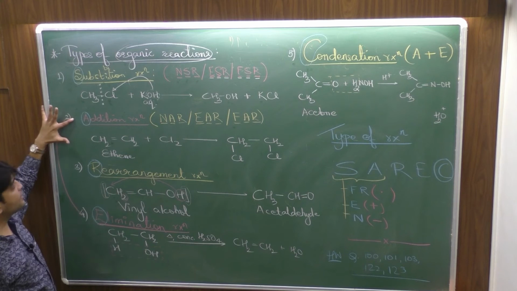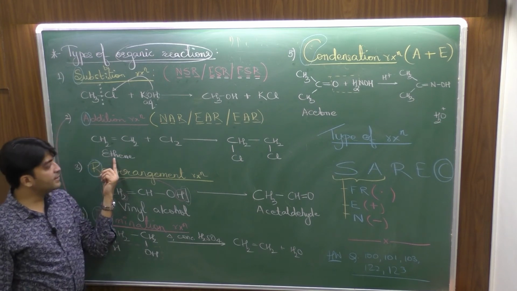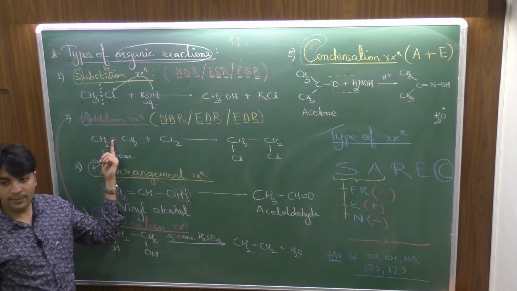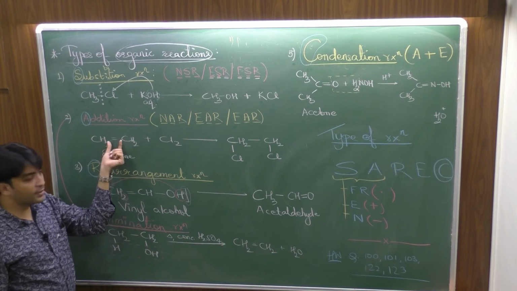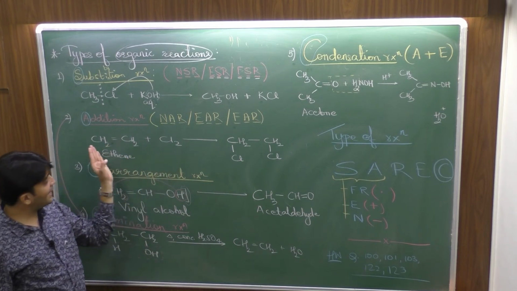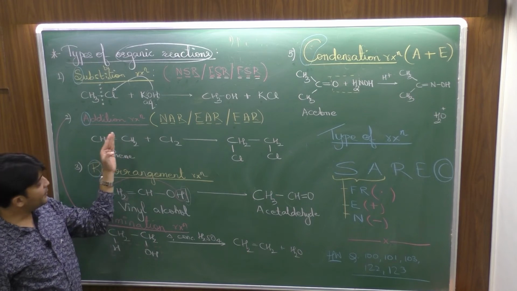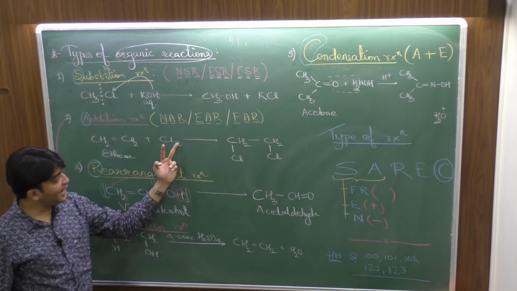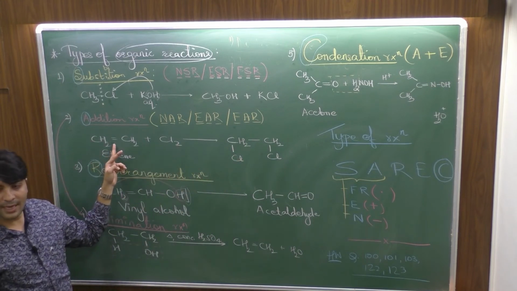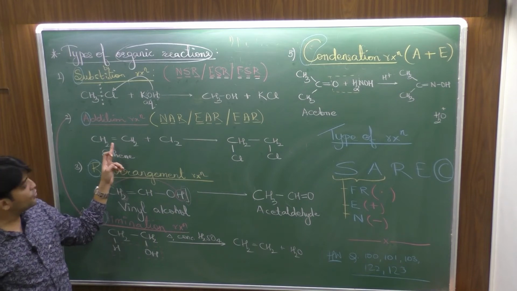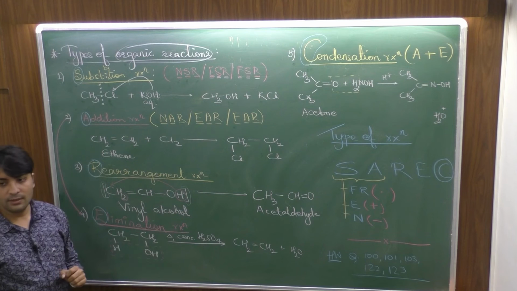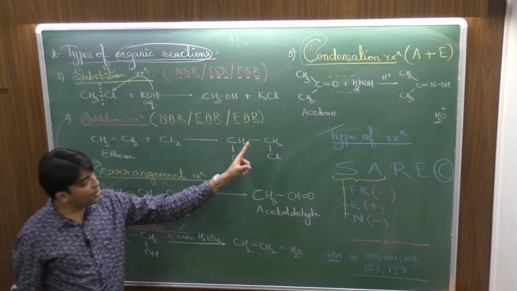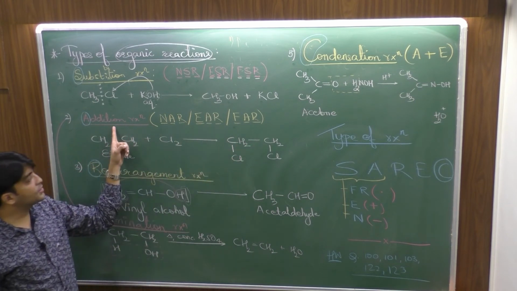Second one, addition reaction. The example here is ethene, an alkene, added with Cl2. Since a double bond is a combination of sigma and pi bond, and a pi bond is a weak bond, the chlorine molecule here gets added across the double bond, thereby breaking the pi bond to convert it into a single bond. So whenever a reagent gets added across a multiple bond, can be a double or a triple bond, those types of reactions are always called addition reactions. A reagent added across the double bond to form a single bond is an addition reaction.